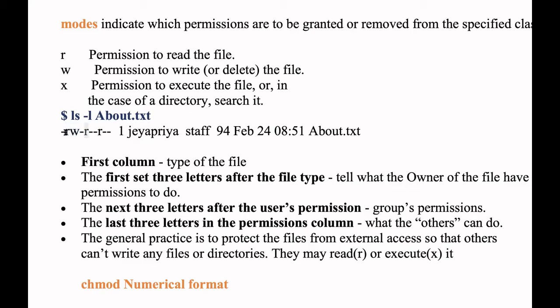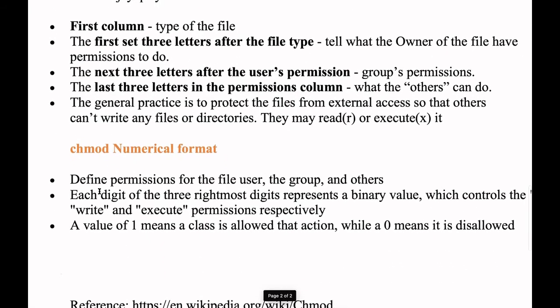The next 3 letters here are for the group's permission. And the last 3 letters are for the others, the permission given to the others who are not the user or the owner or a member of the group. Now, coming to numerical format. Here you define the permission for the user, the group and the others as we did for the symbolic format, but here we represent the permission in the form of numbers.